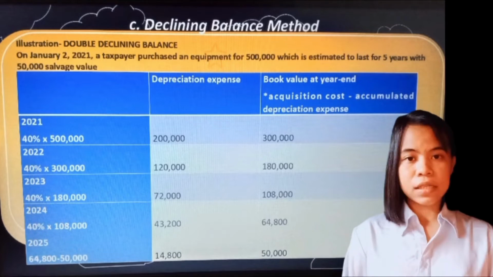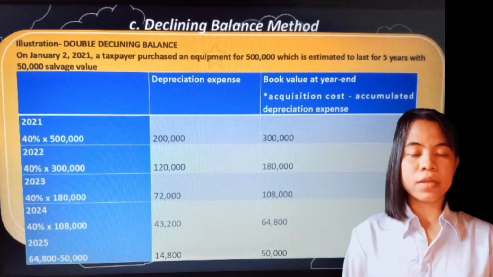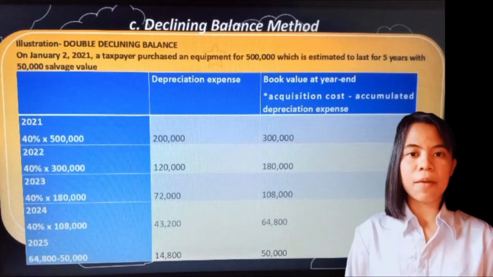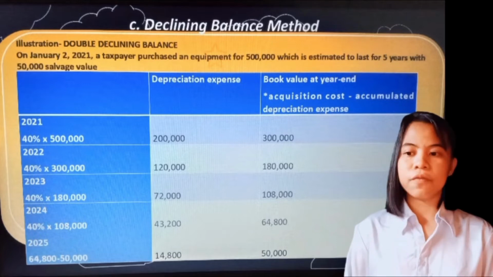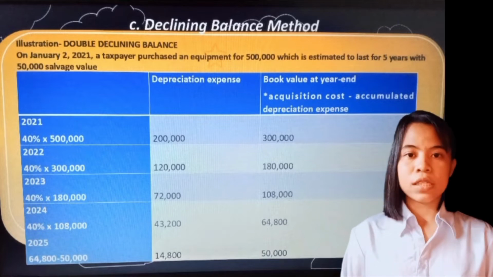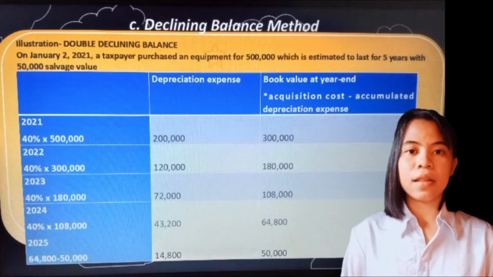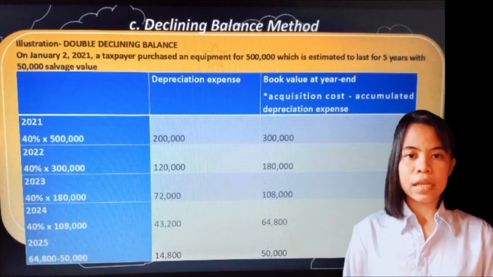Kung mapapansin nyo, sa year 2025, hindi na natin ginamit yung depreciation rate na 40% kasi kapag ginamit pa natin iyon, yung book value natin is lesser than the salvage value. Recall that the provision of depreciation expense for the terminal year shall not result in a tax basis less than the salvage value of the asset.